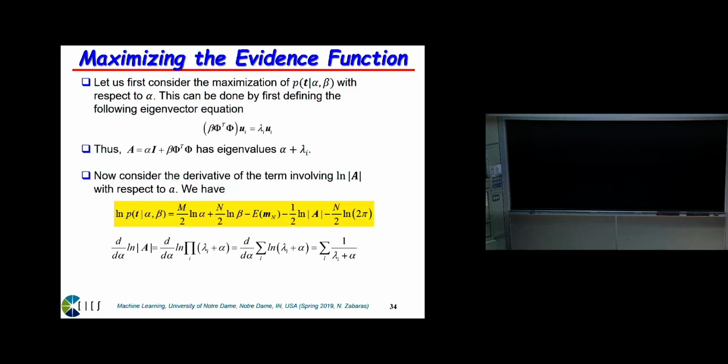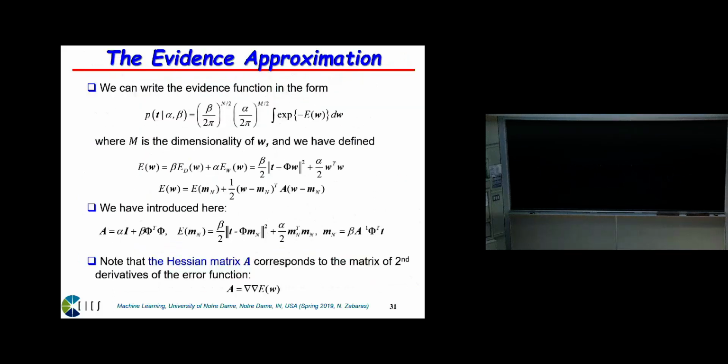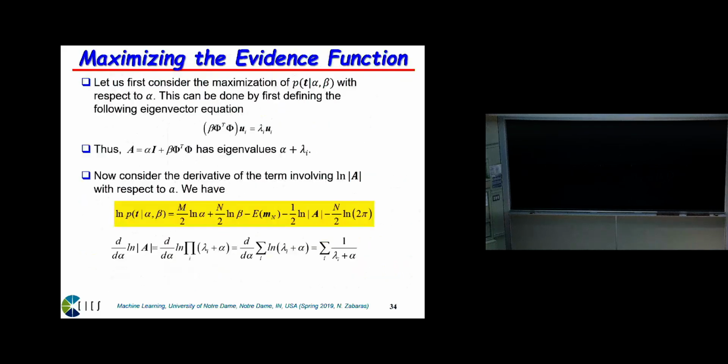All right. So what we need to do is calculate the determinant of A. Let's start taking derivatives with respect to alpha. The first term is very easy: 1 over alpha, so there is no alpha there. E of m_N, do we have an alpha in E of m_N? No, that's very easy, right? That's this term there, so no problem.